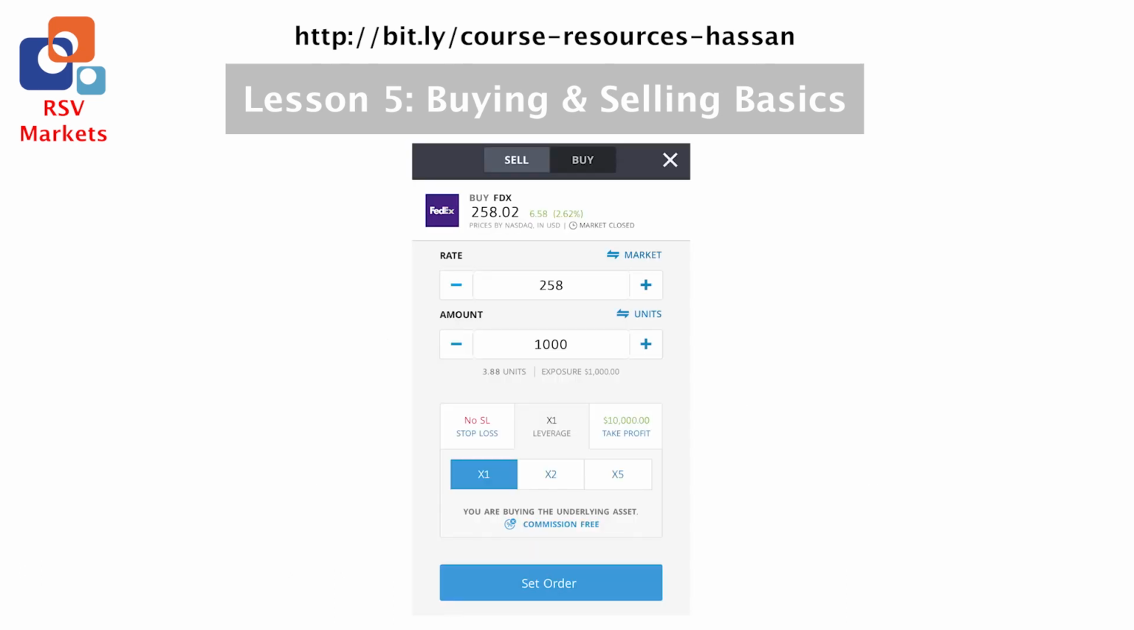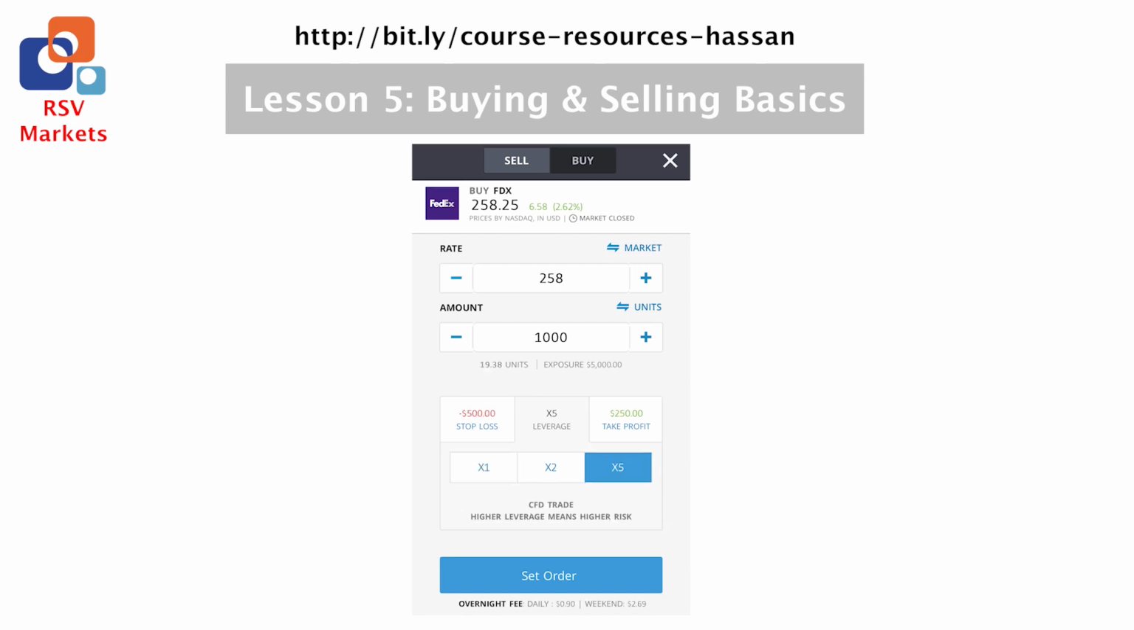Here is an example of a trade with leverage. If we're not taking any leverage, we can see here that our $1,000 would have bought us around 3.8 shares of FedEx. Now, if we increase the leverage to 5 times, we can see here that it says exposure $5,000, which means that we can now buy 19.38 shares instead. The margin we are putting in is $1,000. If you look at the bottom of the trade box, you can see how much this would cost us if we hold the position overnight. So it would cost us 90 cents per day, and if we hold it over the weekend, it would cost us $2.69.